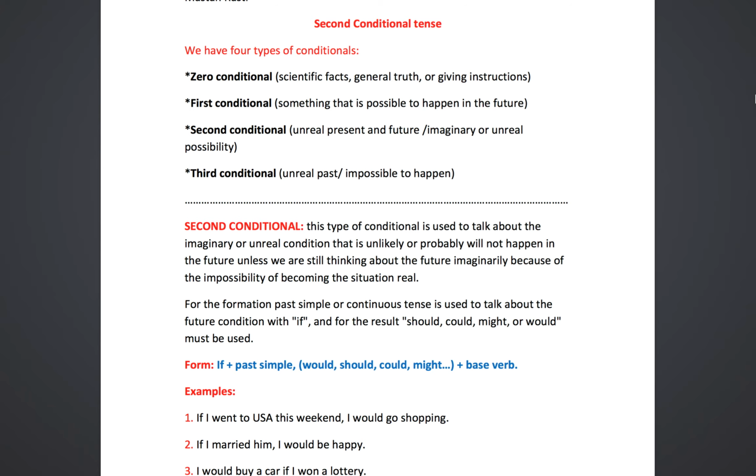And also we have the first conditional, something that's possible to happen in the future. We have if plus present simple plus future simple. And what we are talking about today is the second conditional, which is important and different from the two others. This is used for unreal present and future. This is an imaginary or unreal possibility, for something that is imaginary, unreal. It's not in the past, but it's not possible to happen in the future or in the present time. And what we use here is the past tense with the future, also in the past form.